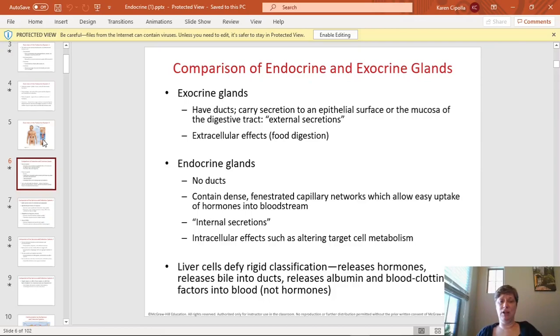Endocrine glands don't have the ducts. These are like the atrium that opens up. These glands actually have really dense groups of capillaries within them that allows for an easy way to pick up these hormones and carry them into the bloodstream. There are no external secretions within these glands. And then finally, we've got the liver. The liver is in a class of its own. It releases hormones, but it also releases bile into ducts and it releases albumin and blood clotting factors, which are not hormones. So the liver is kind of in a group all on its own.